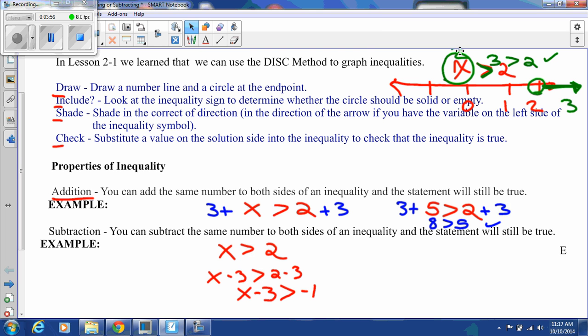Again, let's do the same thing with real numbers. So let's start with, let's do 5 again. 5 is greater than 2. Let's subtract 3 from each side.